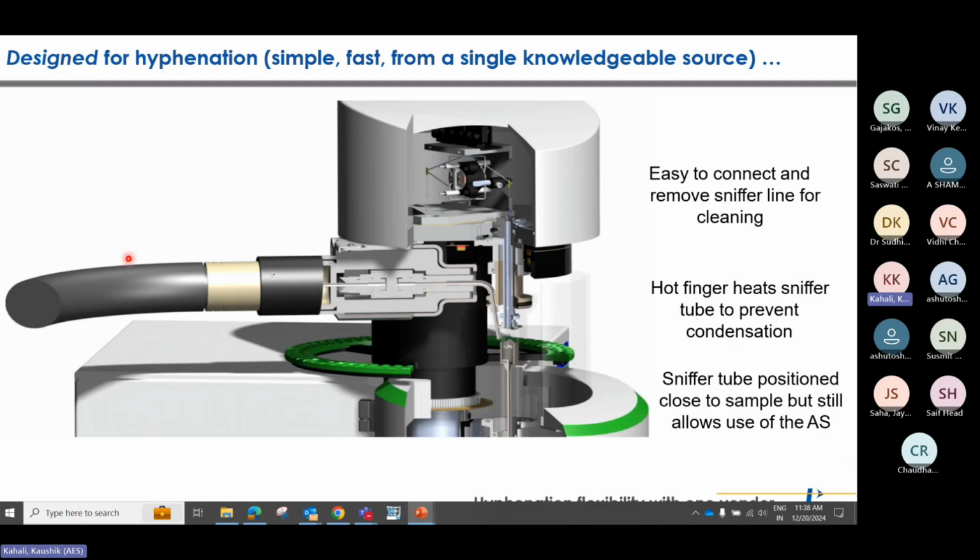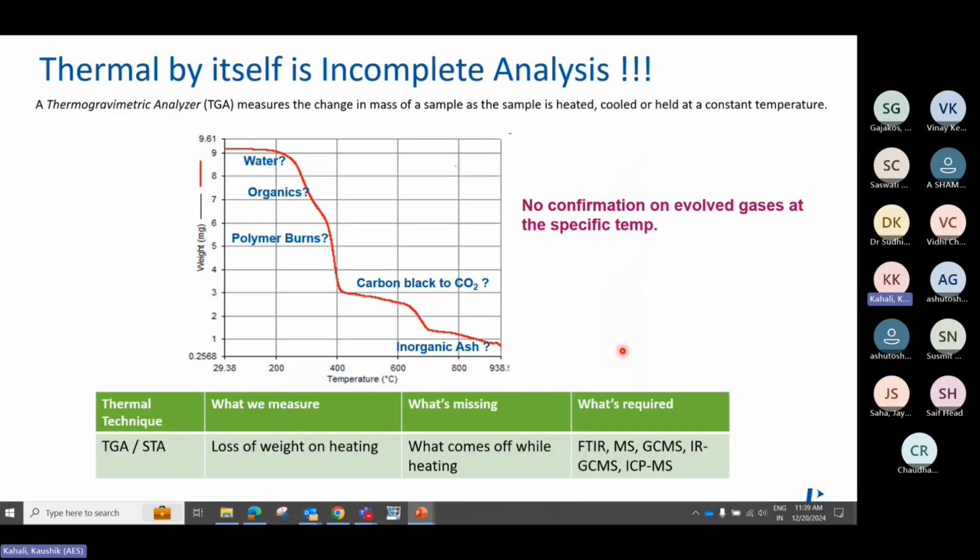And this is the hyphenation transfer line which we were talking about. In future, if you want, you can connect this kind of transfer line to directly measure the evolved gases coming from the sample. Because in TGA, a single TGA will only tell us about the weight percentage, but the information of the gases coming out from the sample is not known to us. So many applications demand that these gases need to be identified. So you need a configuration where those gases can be transferred in gaseous mode to other equipment where you can analyze them.